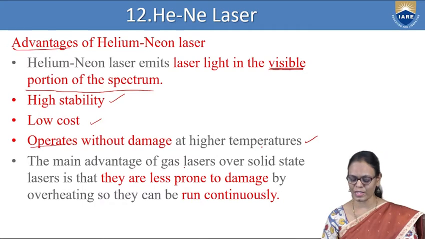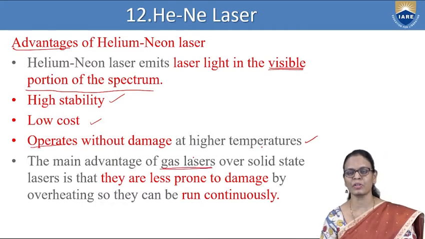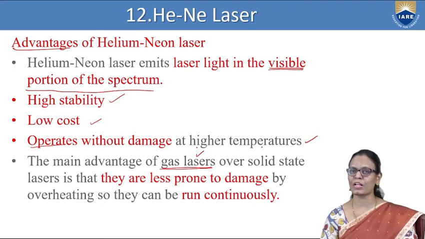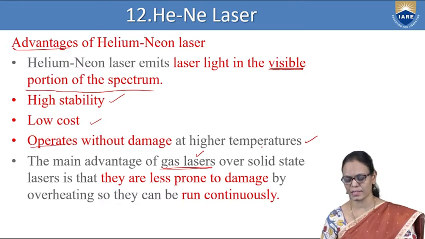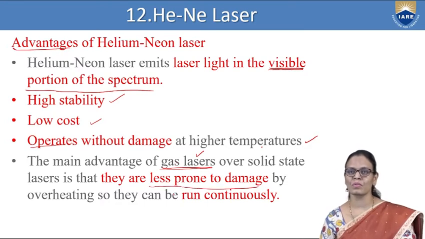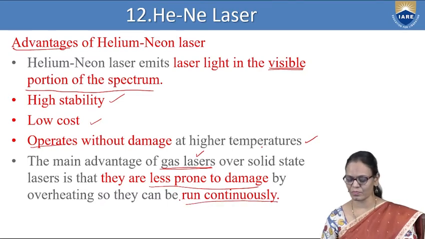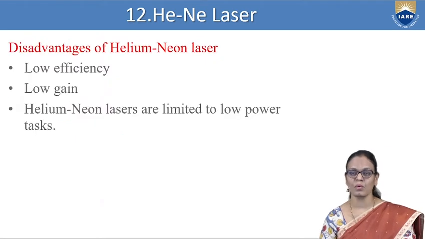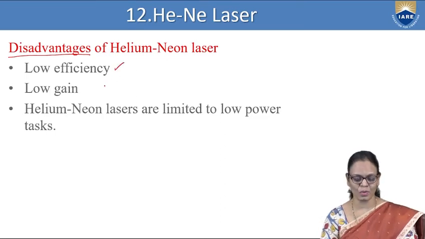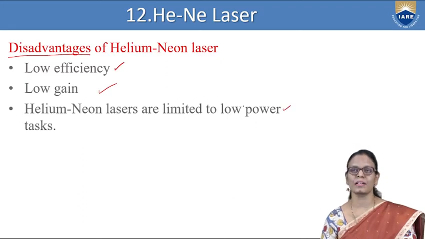And the main advantage of this gas laser, because when we are talking about helium neon laser, it's a gas laser. A ruby laser, when we compare it with, it is a solid laser. So the advantage of gas laser is they are less prone to damage. So they can be run continuously. They cannot be damaged easily due to heating. So we can run these lasers continuously. What are the disadvantages of helium neon laser? Low efficiency, low gain, and they're also limited to low power tasks. The power output is not high, so we are limiting it to very low power tasks.